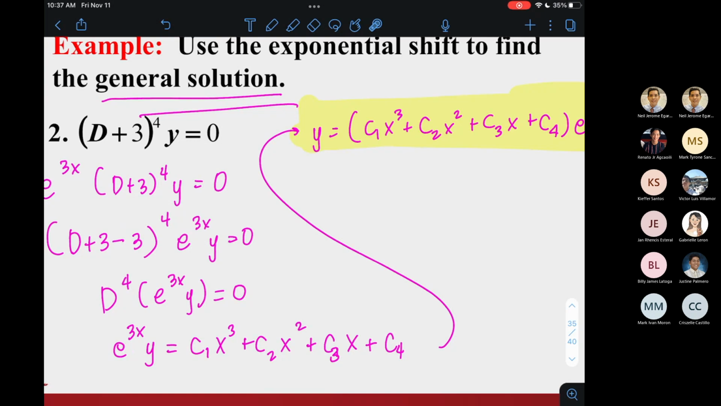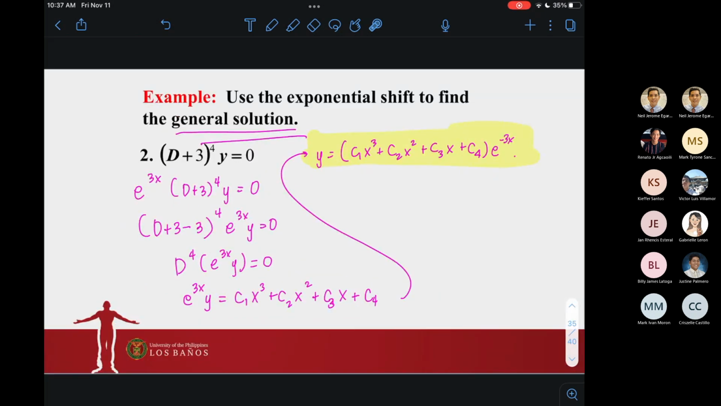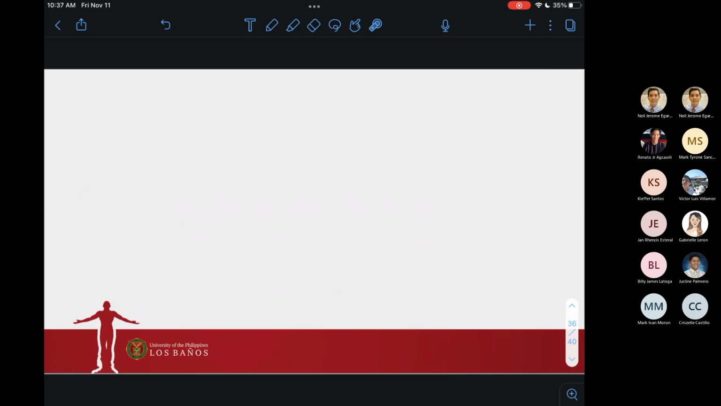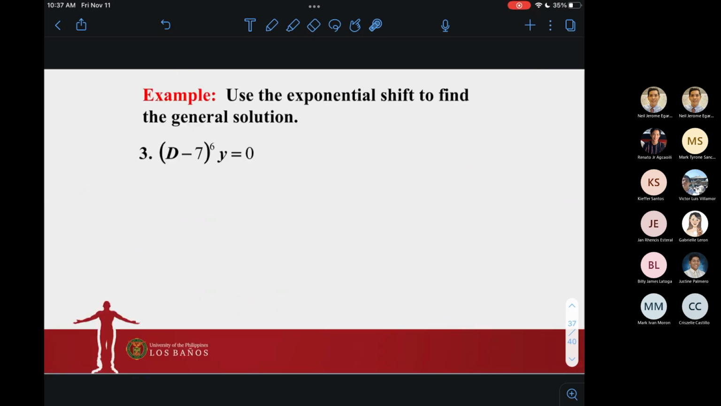Okay? Yan, 5 slides na lang. Tapos na tayo sa section 3.4. I hope I'm not going too fast. If I am, please tell me. Kasi nga, ang dami nating target today. Okay?